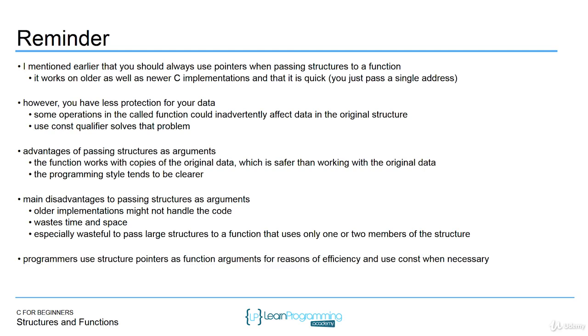Programmers use structure pointers as function arguments for reasons of efficiency, and they use const when necessary. And this is the combination that you want to do. If you're worried about the protection, just use the pointer for efficiency and then use the const so nothing gets screwed up inside the function. Just like really normal pointers, more or less. But with structures, it's even more important because of large structures. Passing structures by value is most often done for structures that are small. And those are kind of the rules you want to think about. It's okay to pass a structure that's not a pointer as long as it's small.